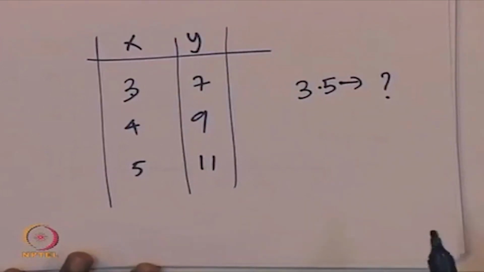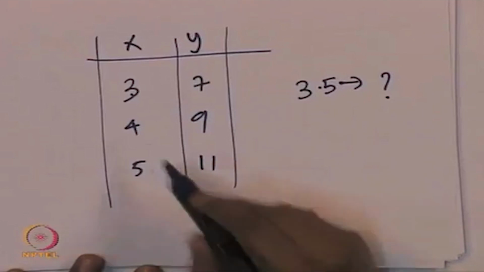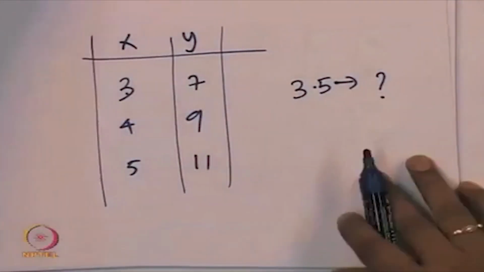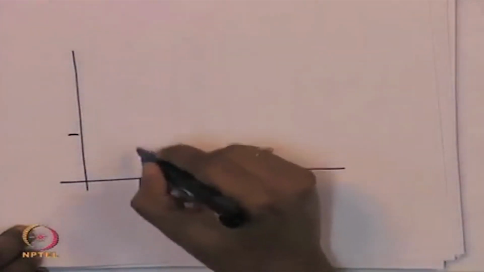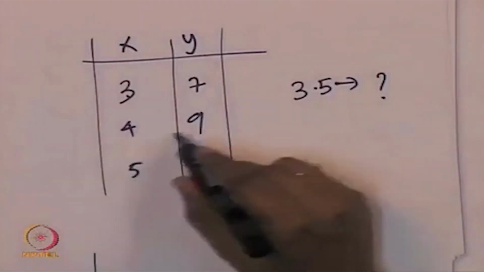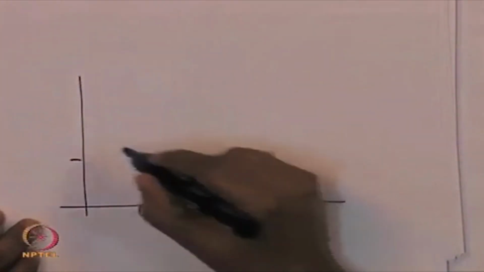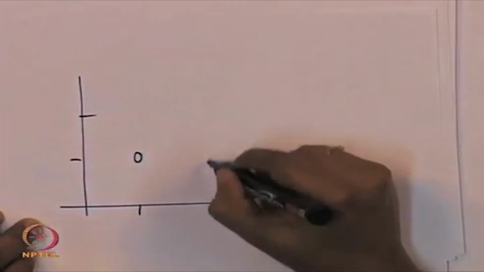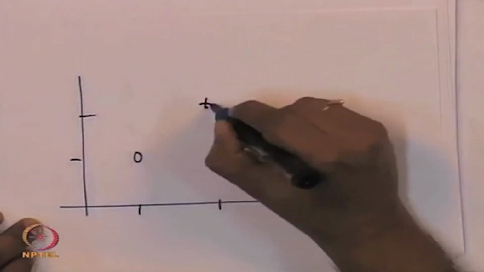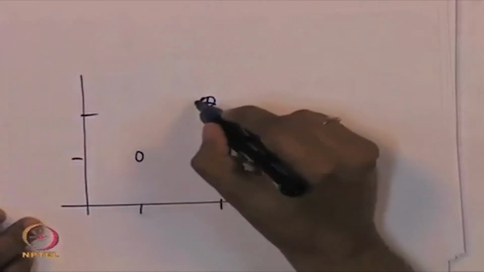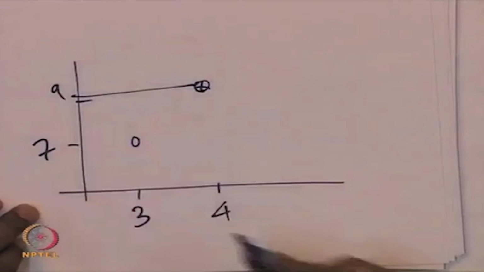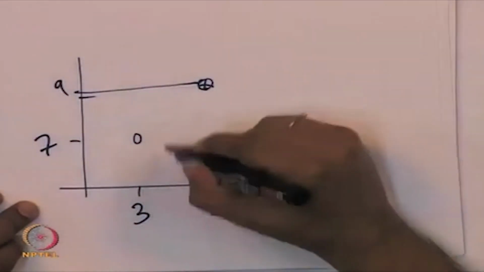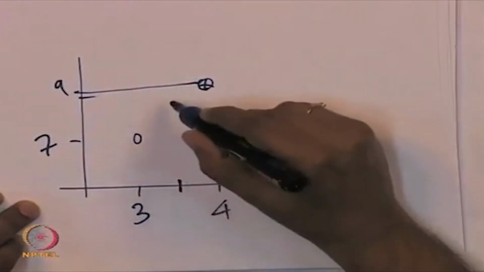So, the simplest way of finding this is to assume that between 3 and 4, if you plot this, corresponding to 3 I have 7, and corresponding to 4 I have 9. So this is my second point, this is 9 and this is 4, and this is 3 and this is 7. Now, I want to know what is for 3.5, is it here?